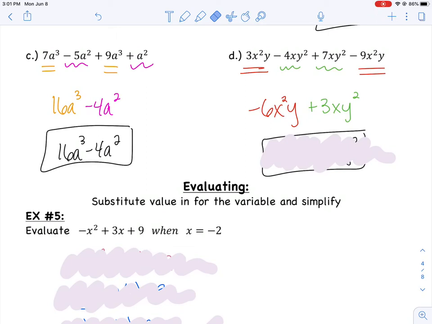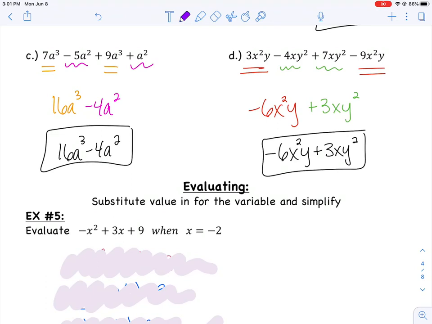And so if I have a negative 4 plus 7, I really end up with a positive 3xy squared. Since those are not exactly the same, they are not like terms, and that would just be my final answer. Negative 6x squared y plus 3xy squared.